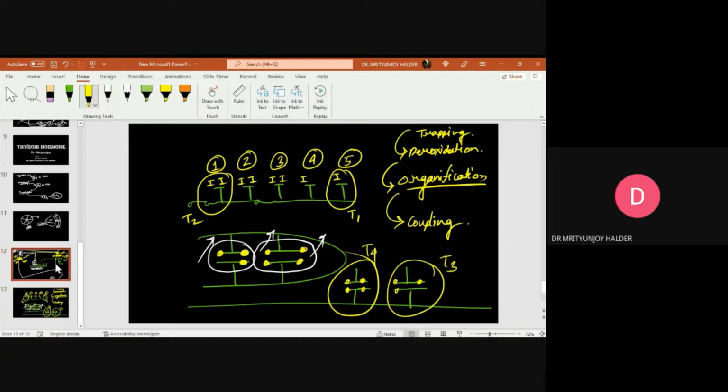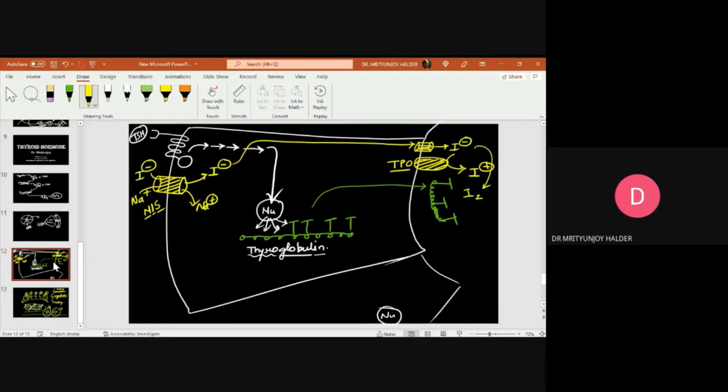Now I am going to the previous slide again. So the coupling process occurs where? In the central hollow space. Now after the coupling process, then again there will be endocytosis. So the thyroglobulin along with the T3 and T4 molecules, which are attached within this thyroglobulin, are endocytosed.